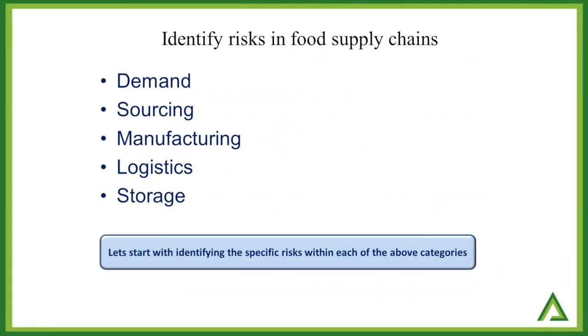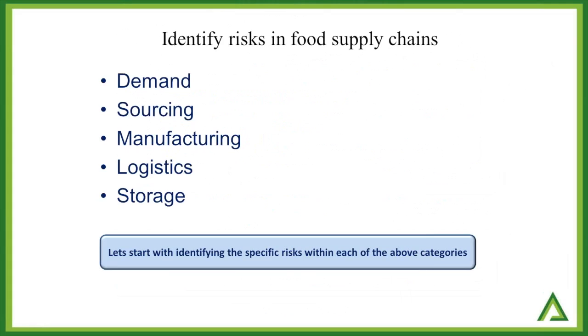But normally, it will be relatively easy if we try to do this by the supply chain processes. So we can identify demand-related risk. We can talk about sourcing or procurement-related risk, which is actually quite significant, because suppliers are very actively involved in this supply chain. There can be internal manufacturing, with the company or with contract manufacturers, logistics-related risk, and storage-related risk.